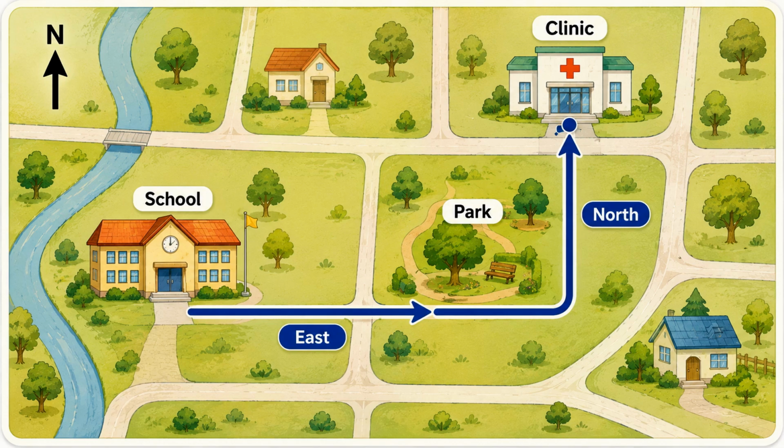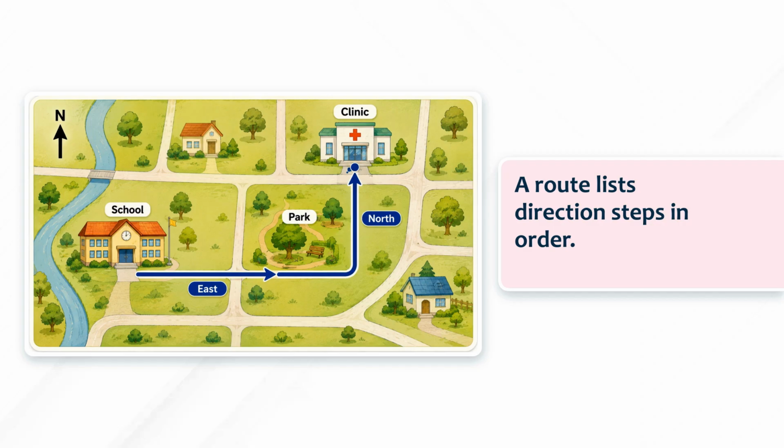Check north first, then follow the route in order. Travel east from the school to the park, then travel north from the park to the clinic. The turning point separates the two movements. A route lists direction steps in order. Here, east comes before north.